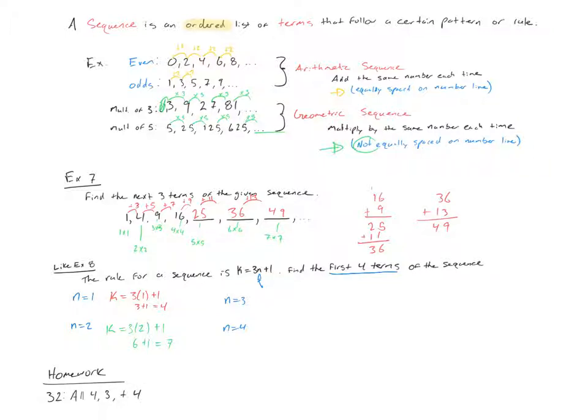Here we go. k is going to equal 3 times 3 now. Plus 1. Well, 3 times 3 is 9. Plus 1 is going to give me 10. And then I'm running out of color, so I'll go back to red. k is going to equal 3 times 4 now. Plus 1. 3 times 4 is 12. Plus 1 is going to give me 13. So the first 4 terms of the sequence will be this. 4, 7, 10, 13, ... That'd be my answer.